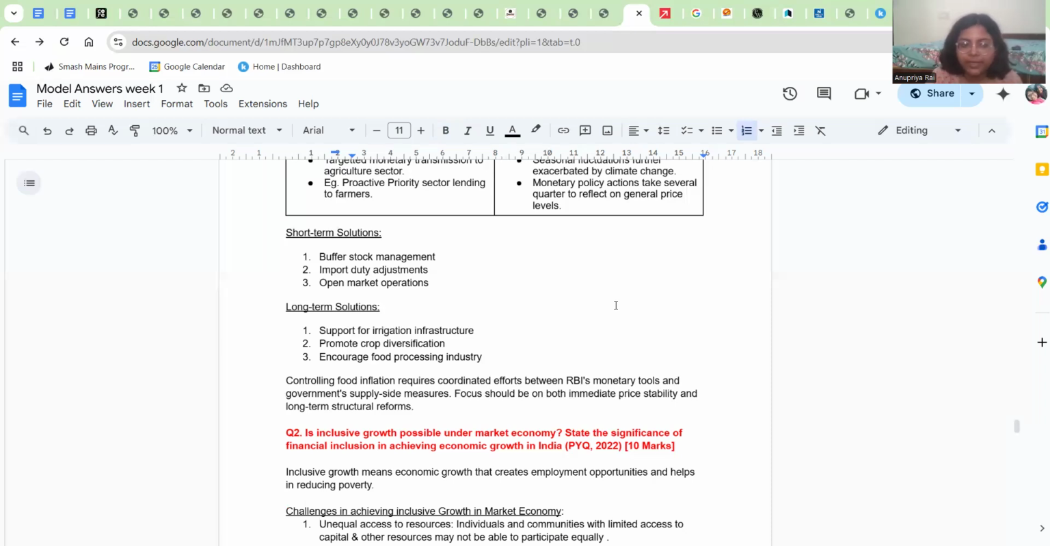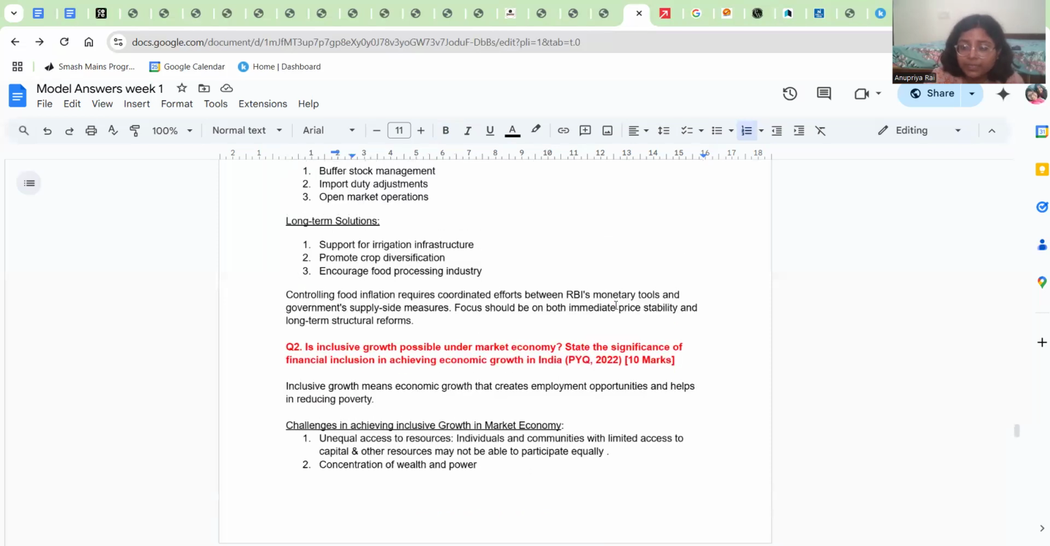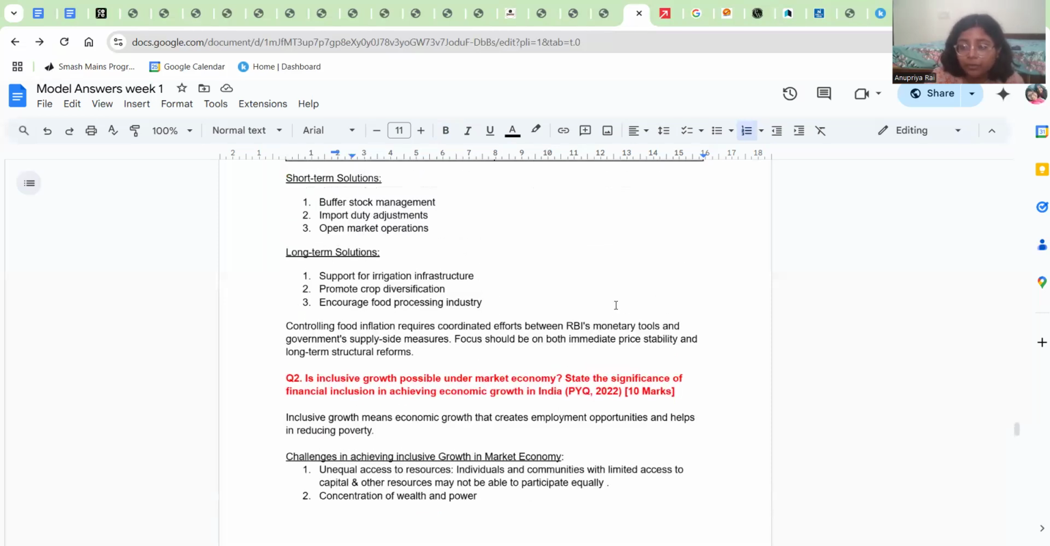answer. And then you can write buffer stock management and open market operations. Like all these you can write. Fine. And you can also give some other example, like how government of India, to tackle inflation in pulses, to tackle inflation in rice, they released Bharat brand of pulses, Bharat brand of rice. So try to give that example, which will be very beneficial for you.